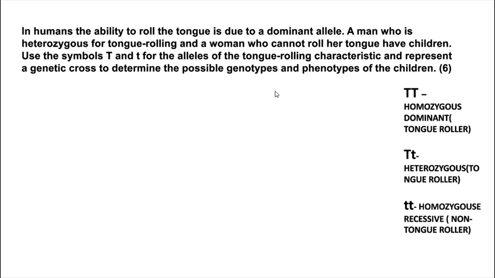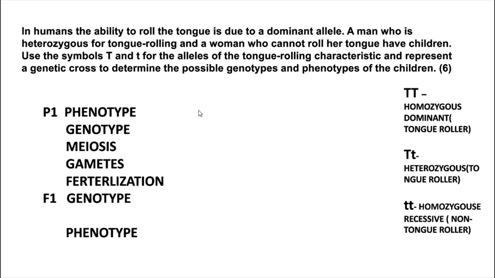So let's look at the statement, a man who is heterozygous for tongue rolling. So this is obvious that his genotype is going to be capital letter T and a small letter t, right? And we have a woman who cannot roll her tongue, a woman who is a non-tongue roller. So this person is going to be small letter tt because we only have one genotype for someone who is a non-tongue roller, right? So let's write the answer.